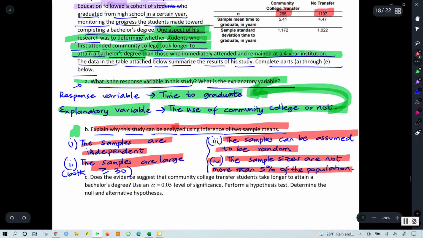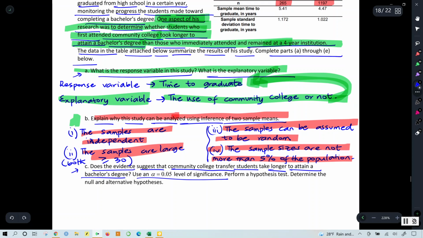Then question C, does the evidence suggest that community college transfer students take longer to attain a bachelor's degree? Use an alpha of 0.05 level of significance, perform a hypothesis test, and determine the null and alternative hypothesis. So how do we do this?